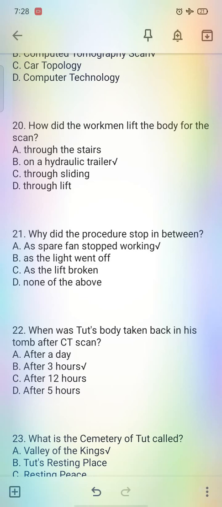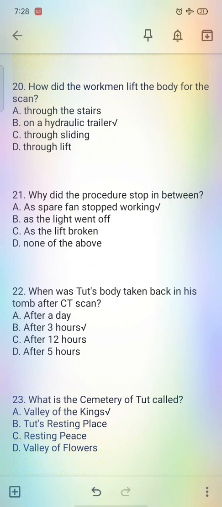Why did the procedure stop in between? What was the reason due to which the procedure stopped in between? First option, as a spare fan stopped working; as the light went off; as the lift broke; none of the above. First option would be the correct option, and as a spare fan stopped working, that is why the procedure stopped in between. Now 22.